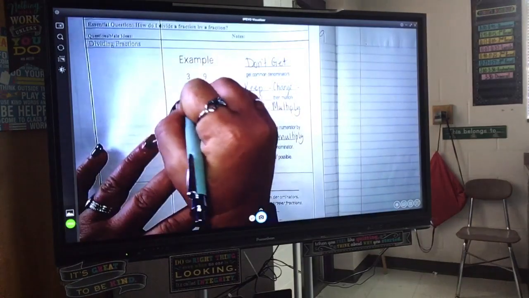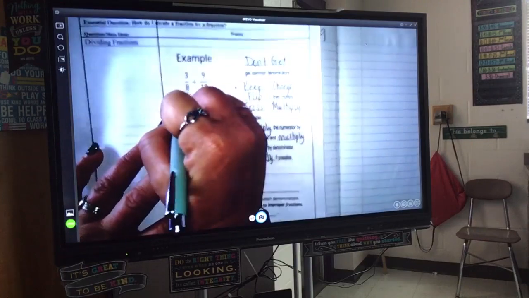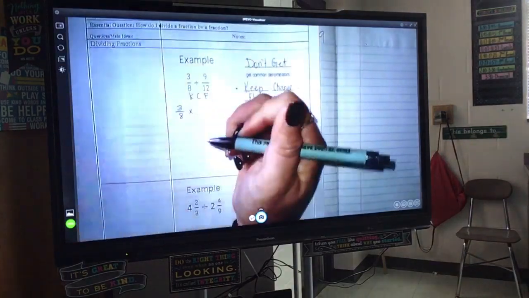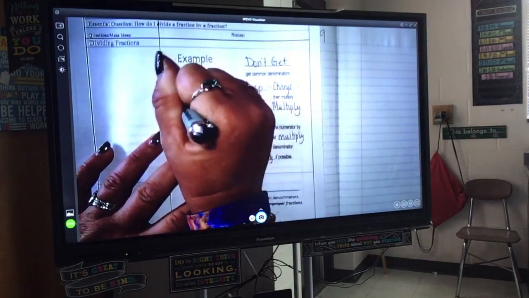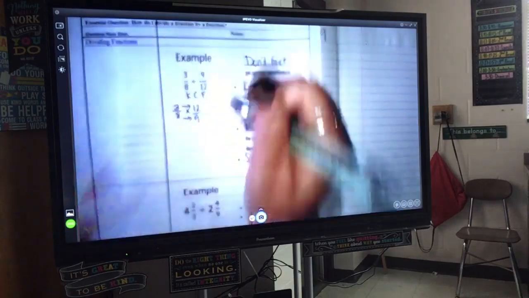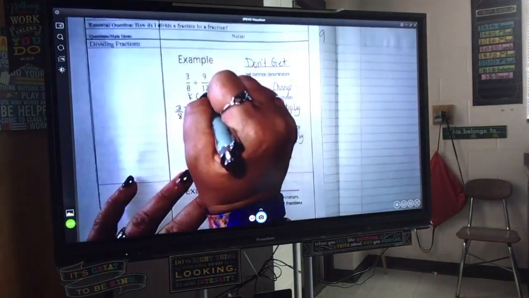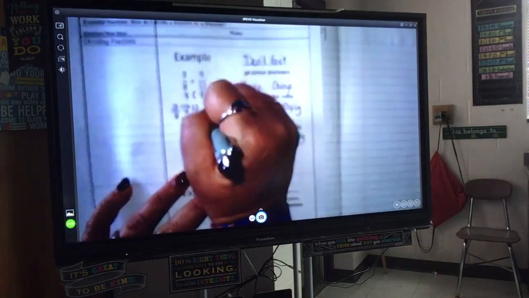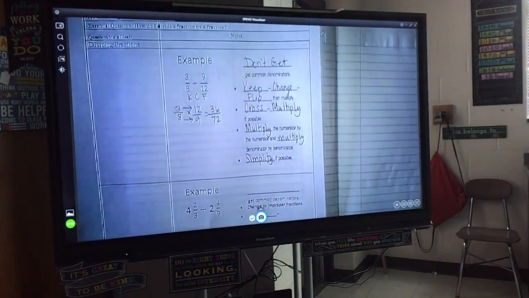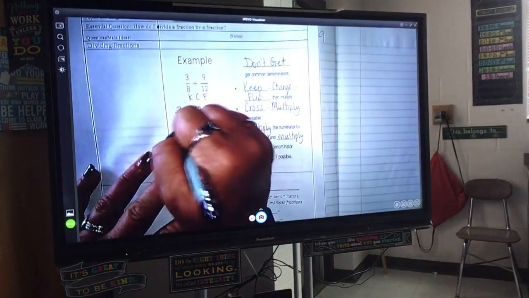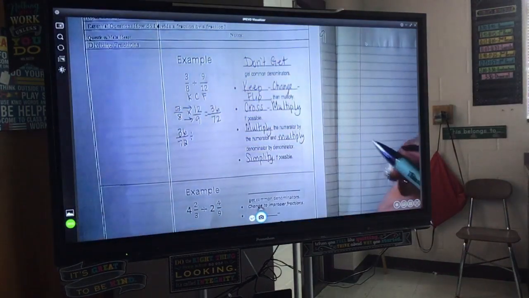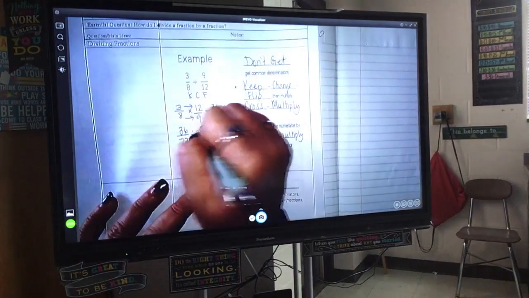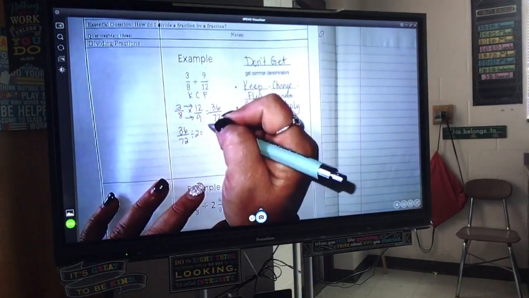All right, so in our example, keep, change, flip. We are going to keep the 3/8, change our operation to division, and flip our second fraction. Multiplying straight across. What is 3 times 12? 36. What is 8 times 9? 72. All right. Can we simplify 36/72? Yes, we can. What are we going to simplify it by? Raise your hand. River. 2. Okay.